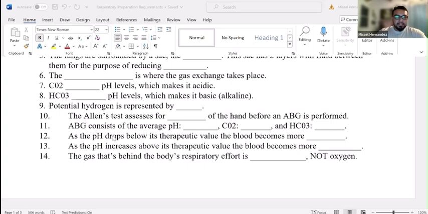Number 12, as the pH drops below its therapeutic value, the blood becomes more blank. Number 13, as the pH increases above its therapeutic value, the blood becomes more blank. Number 14, the gas that's behind the body's respiratory effort is blank, not oxygen.